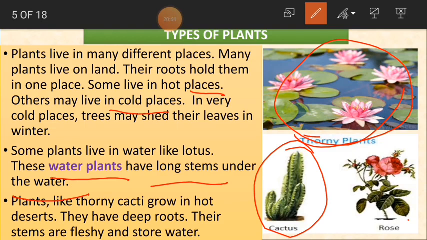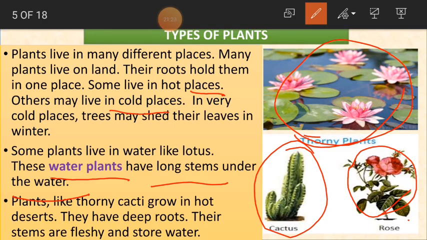Even the rose has some small thorns. You might have observed that. If you touch the rose plant, you will feel pain because you will be pricked by the thorn of the rose plant. Okay, so here, thorny cacti. Why is it thorny cacti? Actually, the plant is a cactus plant. Because it has thorns on the plant, we call it thorny cacti.